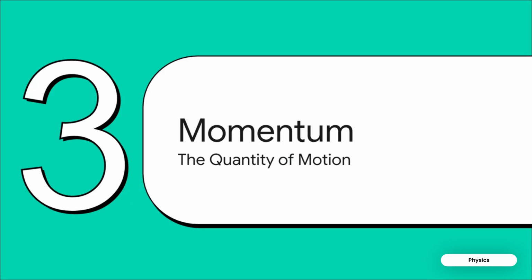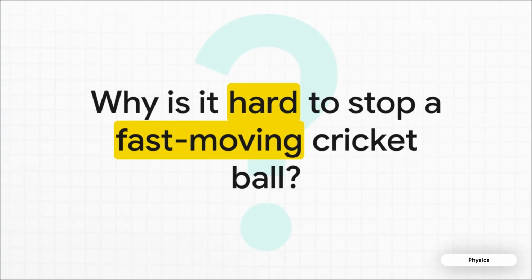Okay, so we've got the first law down. But now, if we actually want to change an object's state, how much force do we need? To figure that out, we need to understand a brand new concept, and that is momentum. Let's think about this question for a second. Why is it so hard to catch a cricket ball that's coming at you really fast? I mean, obviously, its speed is a big factor, but is it only about the speed? Because a tennis ball could be moving at the same speed, but it's much easier to stop, isn't it?